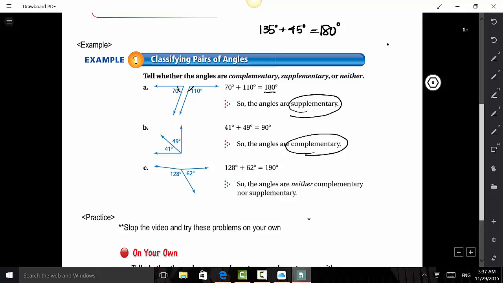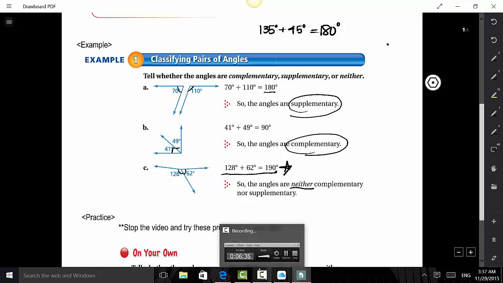Even in the picture, it looks like a right angle, but we can't just assume it. We have to add. Next one, you have 128 degrees and 62 degrees. Notice when you add them together, it's neither 90 nor 180. So the angles are neither complementary nor supplementary. It's none of the above. So that's a special case with the angles.